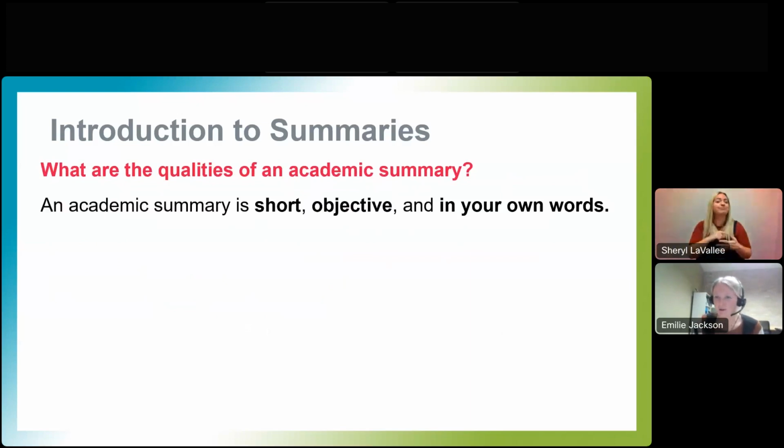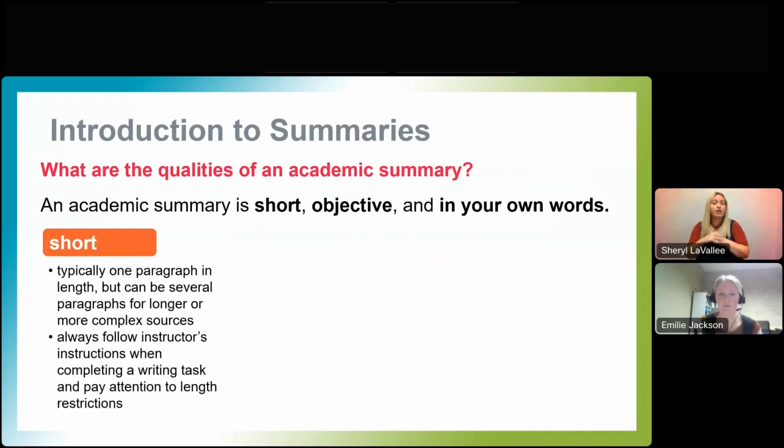They should be short. A summary should be short. It should be objective. And it should be in your own words. So let's talk about each of these qualities.